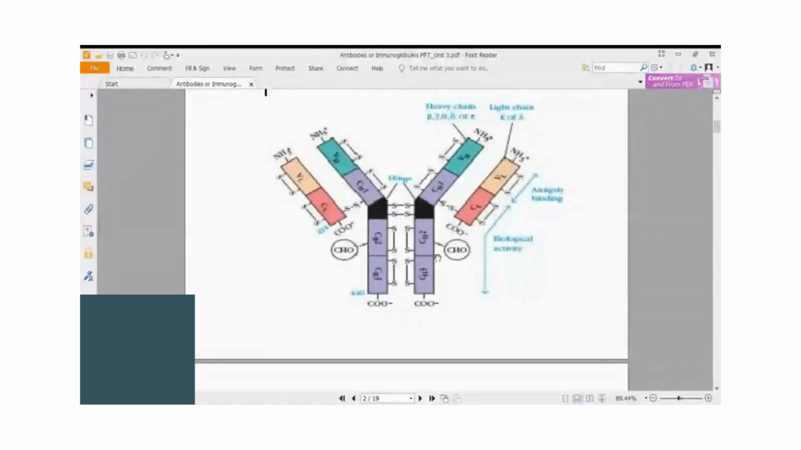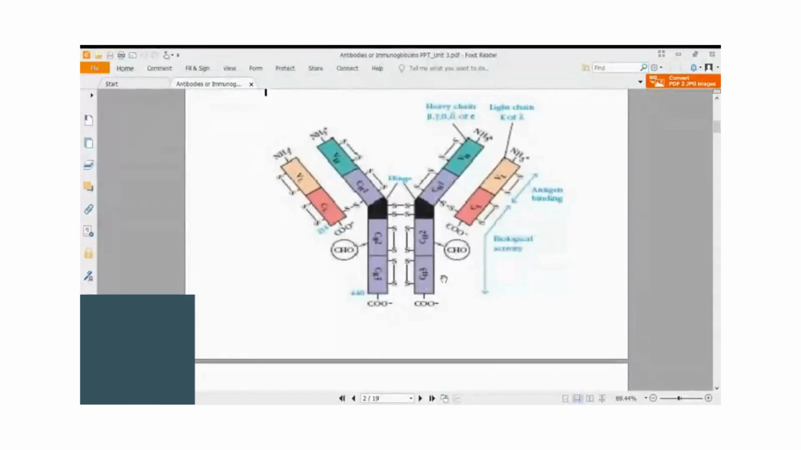Water molecules accumulate there. Therefore, it got the name FC. F for fragment, C for crystallization. Fragment of crystallization was coined there because that region becomes crystallized with water crystals or ice crystals when it is frozen. And FAB, you know, is the fragment of antigen binding. The CHO represents the sugar residues.